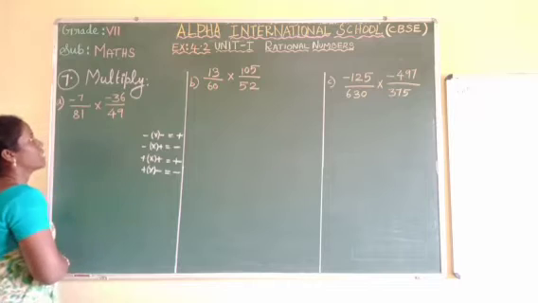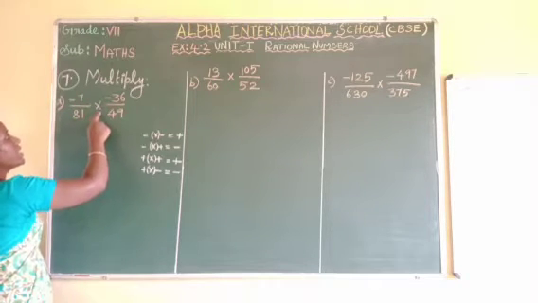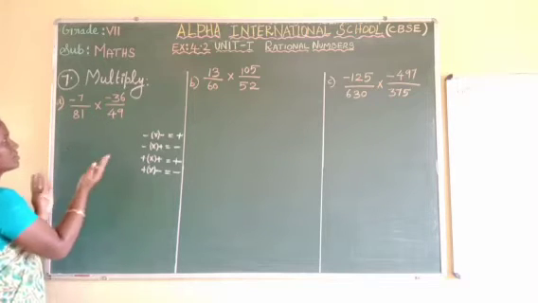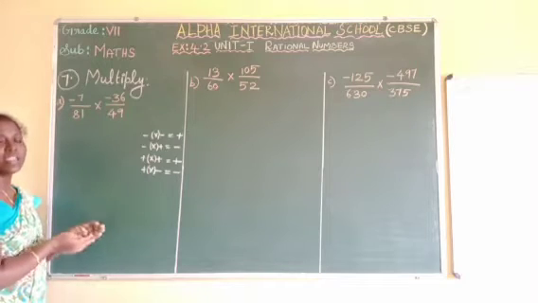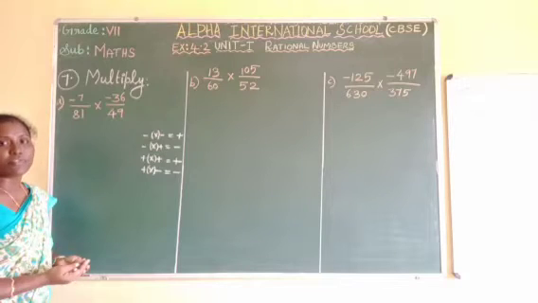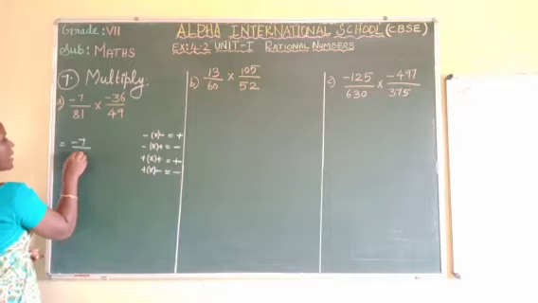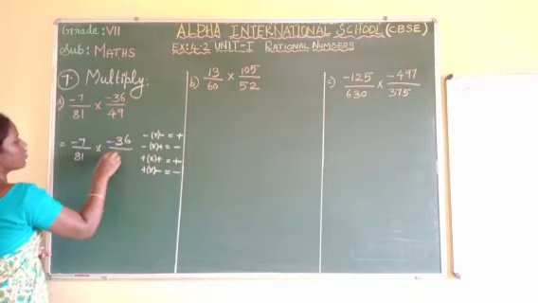First we will go for the multiplication. What are the two numbers we have here? Minus 7 by 81 into minus 36 by 49. So, without going to direct multiplication, see if any number in the numerator and denominator can be simplified. Here I am rewriting the question: minus 7 by 81 into minus 36 by 49.